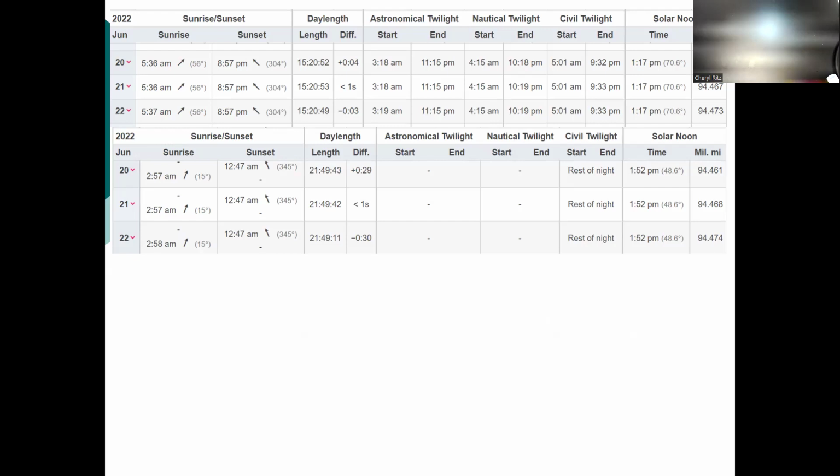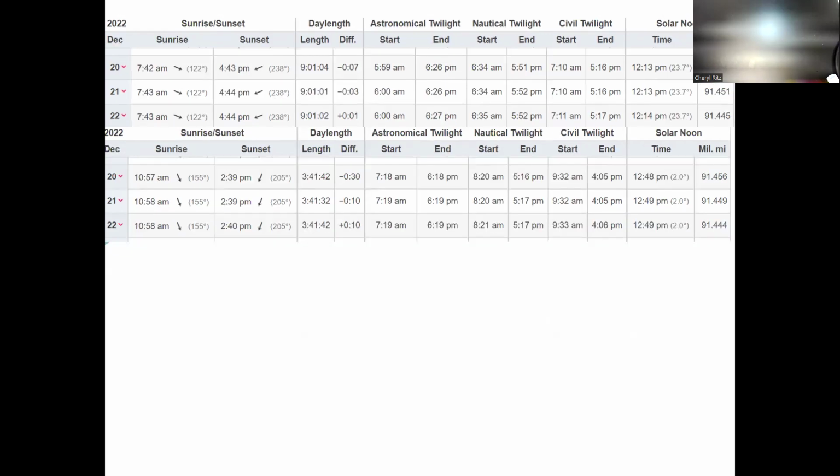Compared to Alaska, sunrise is going to be at 2:57 a.m., and then it doesn't set again till the next day at 12:47 a.m. They have 21 hours and 49 minutes of daylight. I couldn't sleep. I couldn't handle that, for a little less than 3 hours of sleep. I barely function on less than 7. Here's winter though.